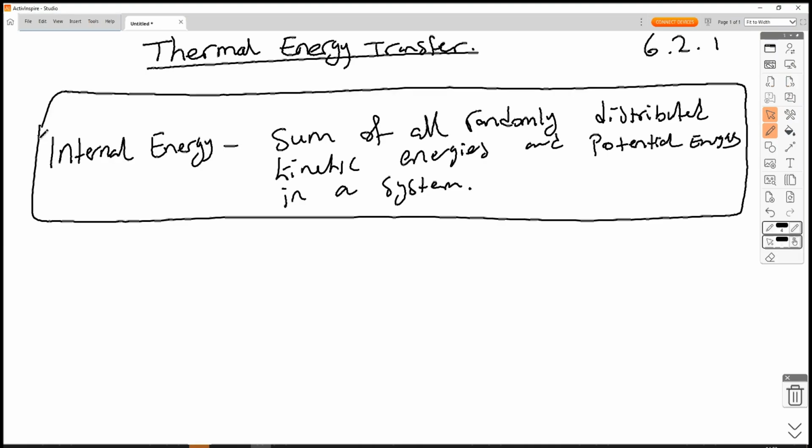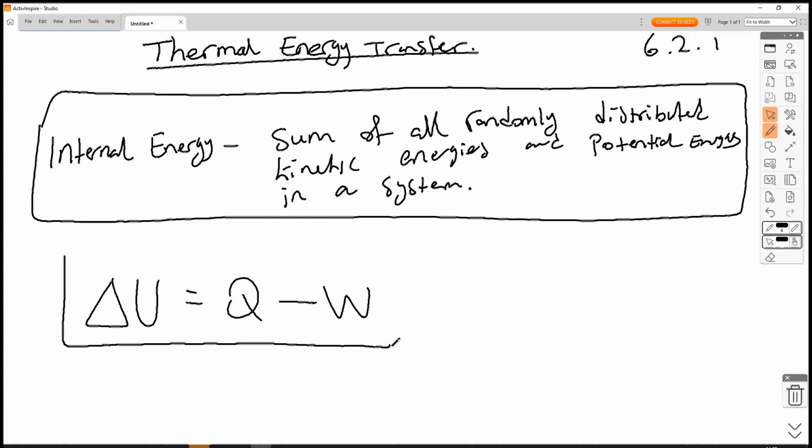And with that we have a formula that describes the change of the internal energy. So the change of internal energy is given by delta U equals Q minus W, and here we have to be very careful in how we word things because the wording will change this equation completely.